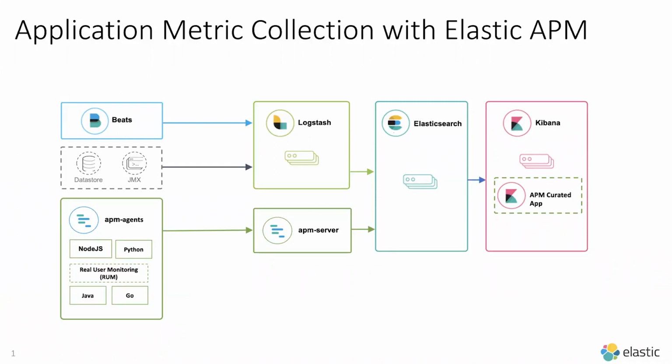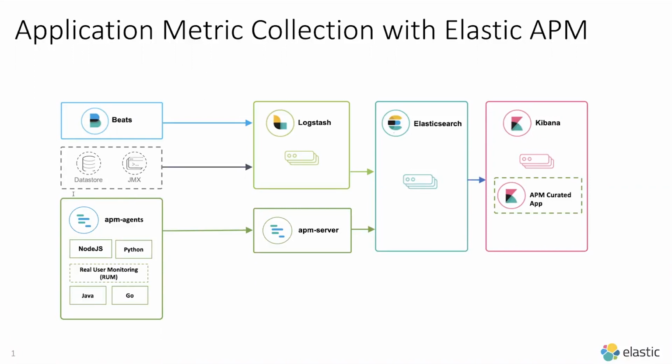This is how APM works with our stack. First, you need an Elasticsearch cluster, and then you need to install the APM server, which will be talking to various APM agents. APM agents could be anything like a snippet of code or some sort of external library dependency embedded into your application. Today, we support Node.js, Python, Java, Go, and a few others. You can find the full list of supported APM agents on our website. And then you can monitor the performance of your application through the APM curated app in Kibana.